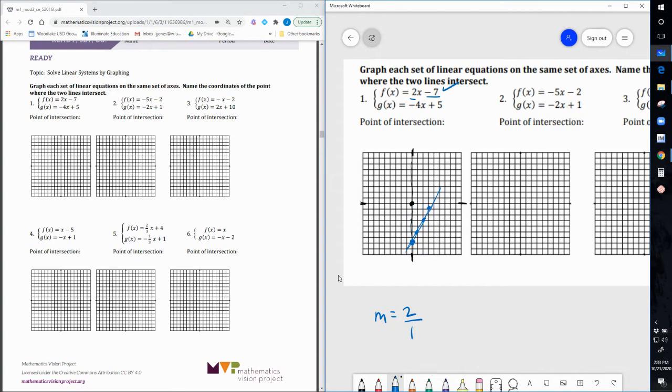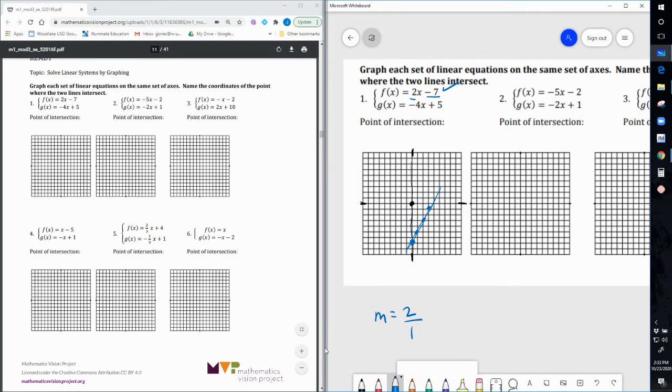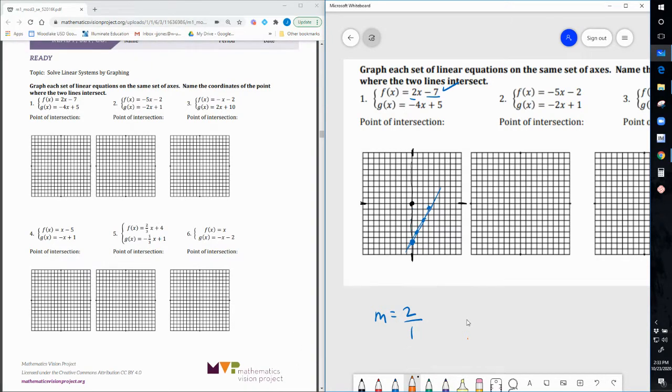All right, so that is my f of x in blue. In orange, we're going to do -4x plus 5. So 5 is my y-intercept. 1, 2, 3, 4, 5. And -4 over 1 means that my slope is going to go down the other way. So down 4, right 1. So 1, 2, 3, 4 over 1. 2, 3, 4 over 1.